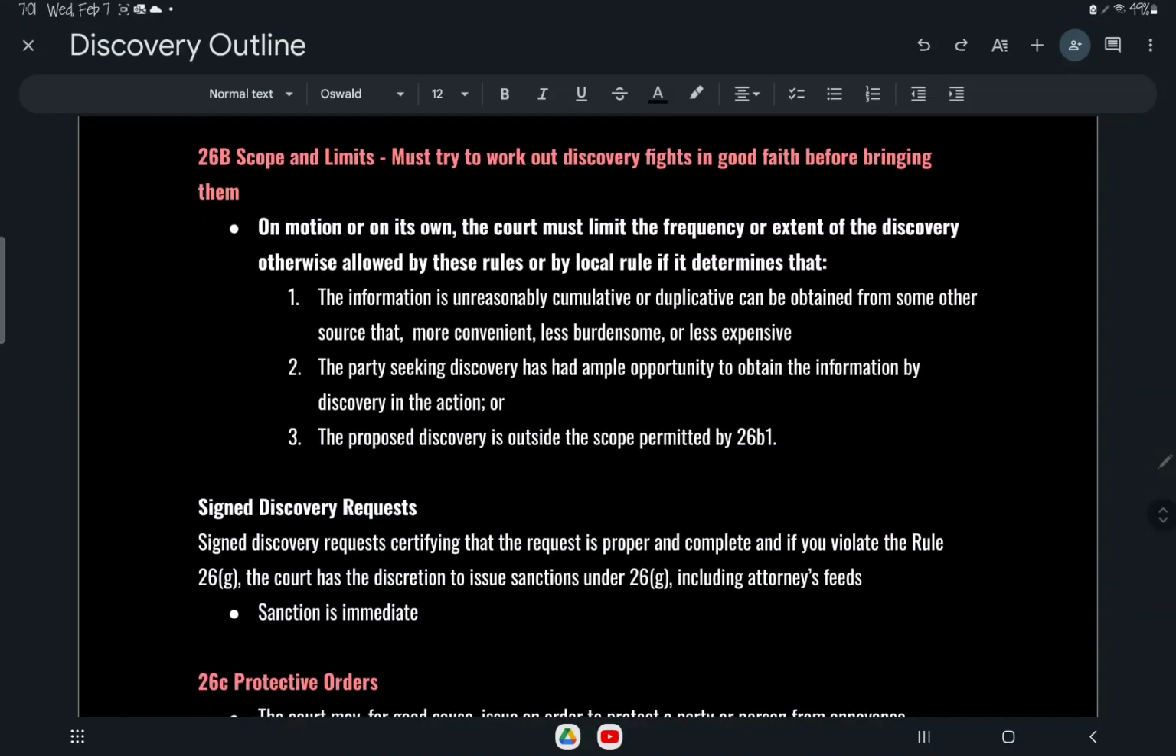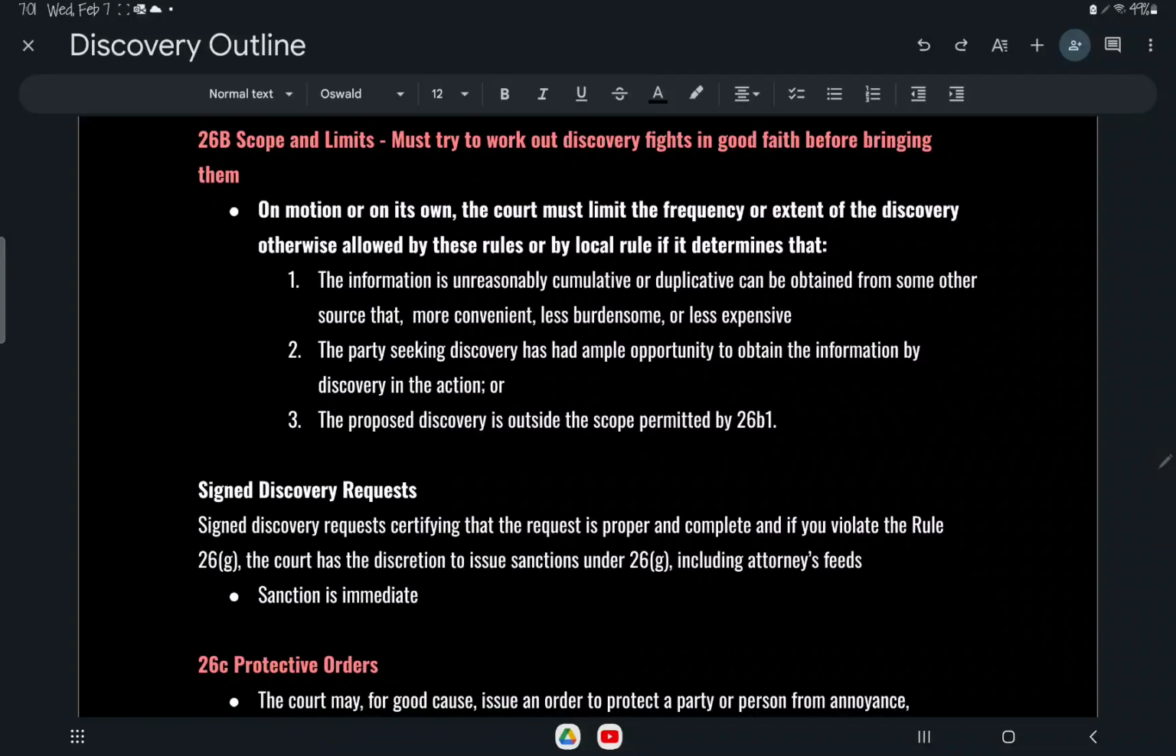26(b), scope and limits. You must try to work out discovery fights in good faith before bringing them to the court. On motion or on its own, the court must limit the frequency or extent of the discovery otherwise allowed by these rules or by local rule if it determines that 1, the information is unreasonably cumulative or duplicative and can be obtained from some other source that's more convenient, less burdensome, or less expensive. 2, the party seeking discovery has had ample opportunity to obtain the information by discovery in the action, or 3, the proposed discovery is outside the scope permitted by 26(b).